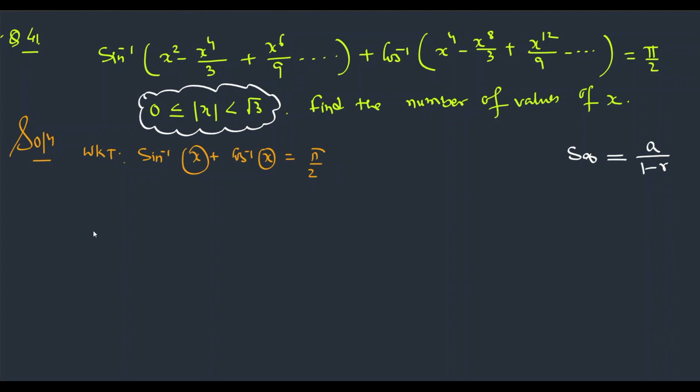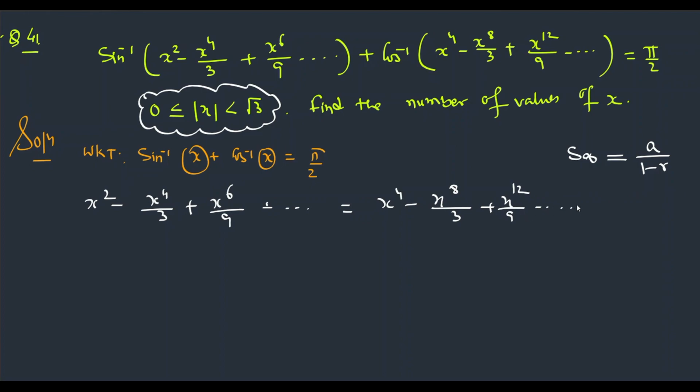So here we apply the same concept. So x square minus x power 4 by 3 plus x power 6 by 9, and up to infinity, this value should be equal to x power 4, minus x power 8 by 3, plus x power 12 by 9. In this way it will go on. So now here, suppose this is your first term and this is the second term, and if you calculate the common ratio, it will be x power 4 by 3 divided by x square. So it will be minus x square by 3.